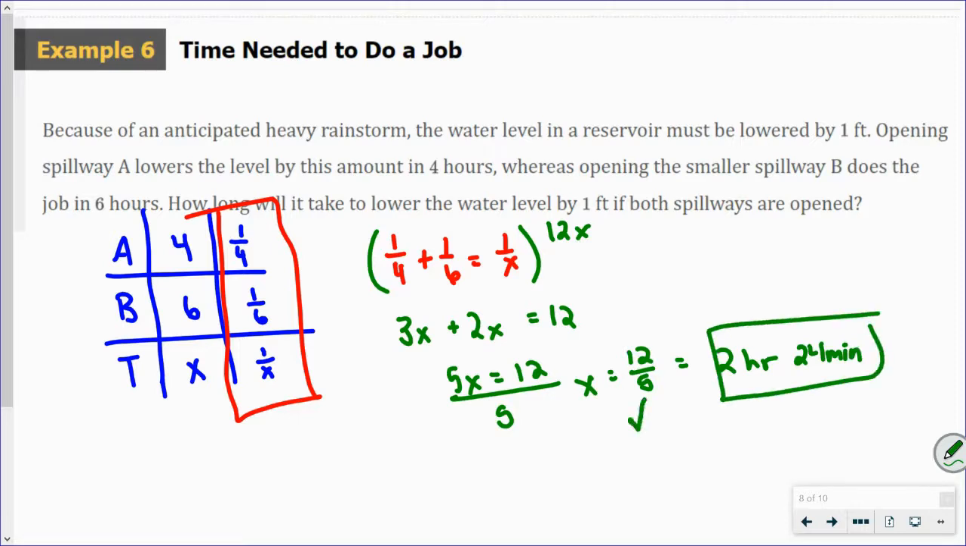Okay, this was 2/5. So here's where your 2 hours comes from. And then your 2/5, you're going to take that times 60 and get your 24 minutes. So for them to work together, it's going to take almost 2.5 hours to drop the reservoir by a foot.